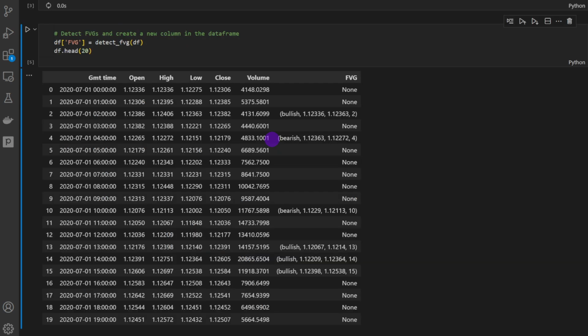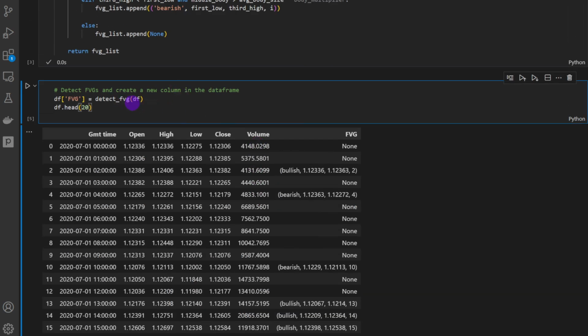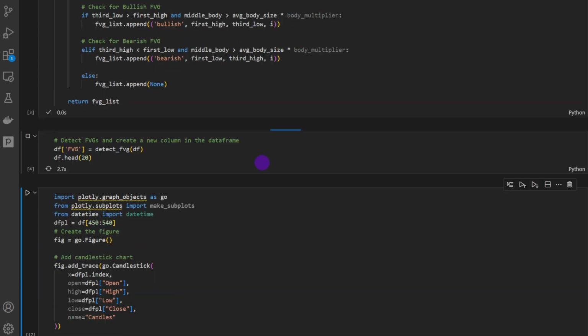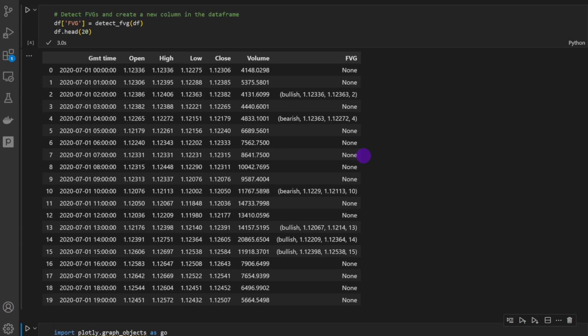I'm going to execute the function, the cell, and then we can define a new column in the data frame, fair value gap, for example. We call the function and we're going to run it. It shouldn't take too long. And this is how our data frame looks now. So we have the GMT time, open, high, low, close, and the volume columns.